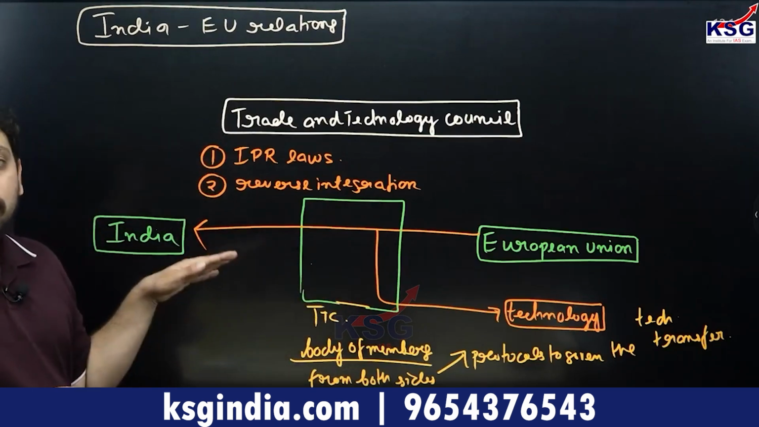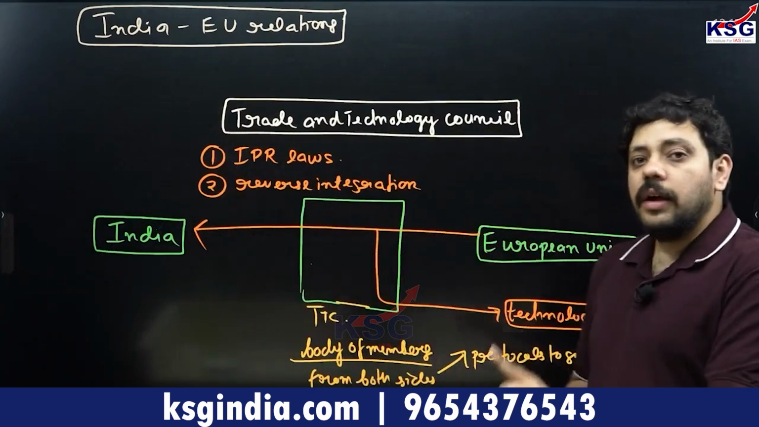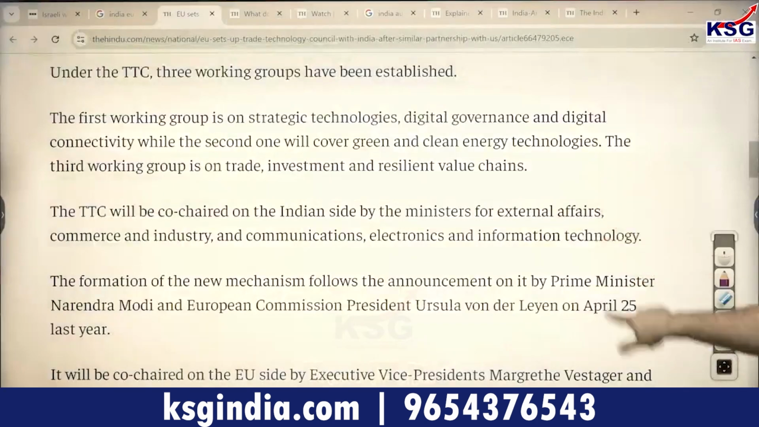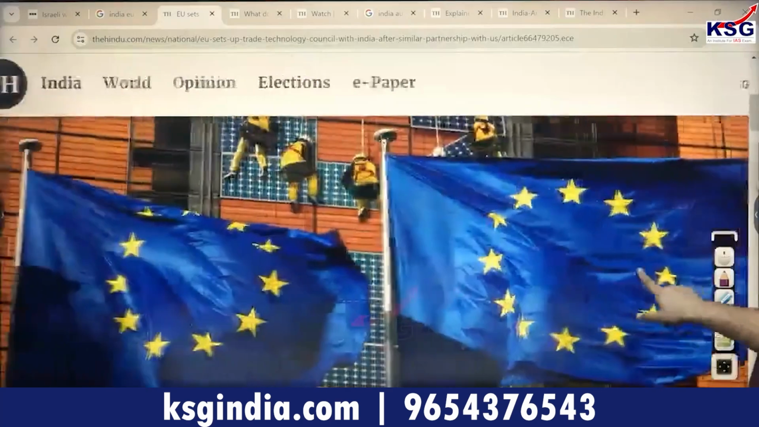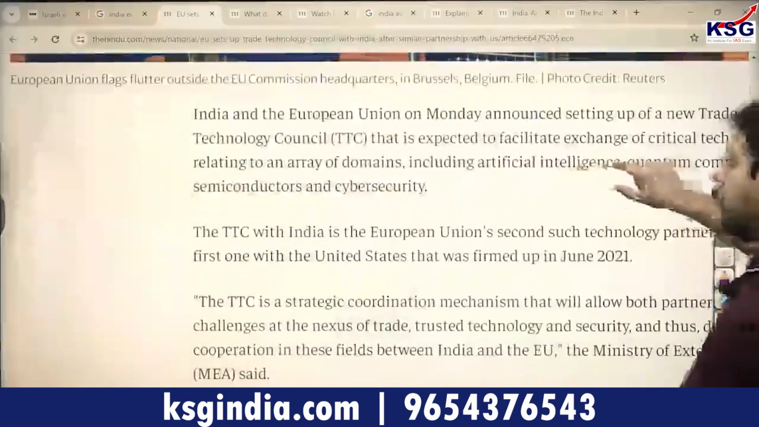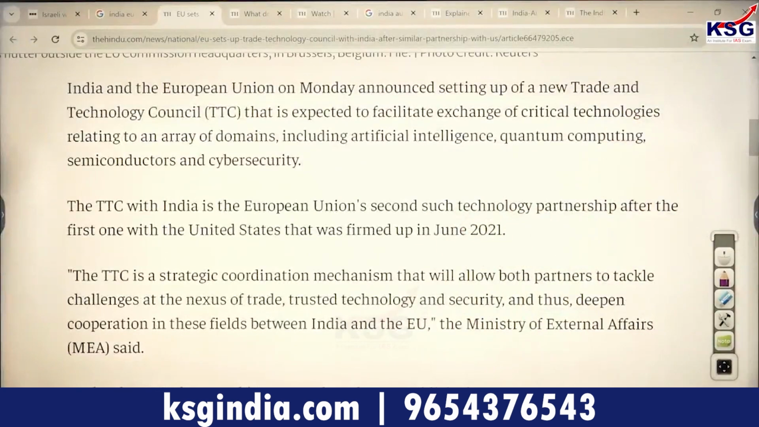So that's basically the whole thrust of a Trade and Technology Council, a TTC, in that sense, right? And that is one of the most important things that have happened between the European Union and India. It is still part of the current updates; in fact, in last year's prelims there was a question about the TTC. Okay, again, take a look at this part in the newspaper.